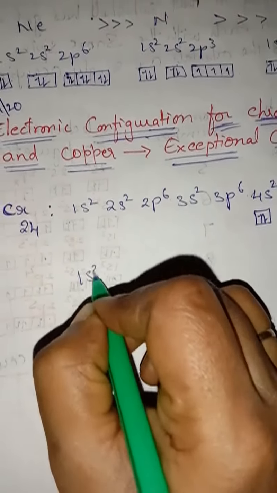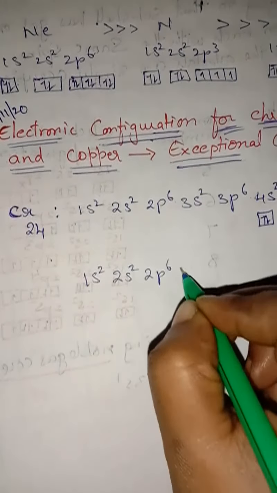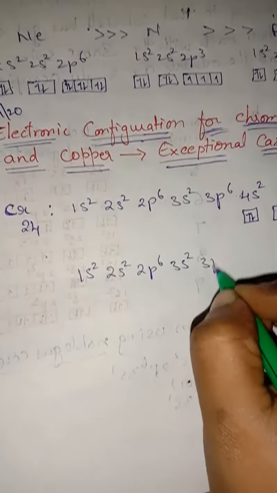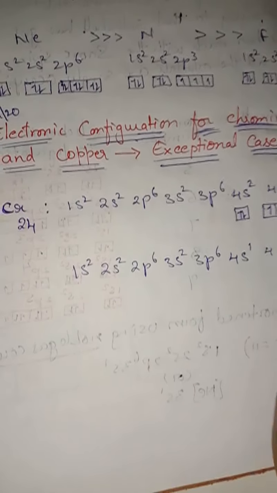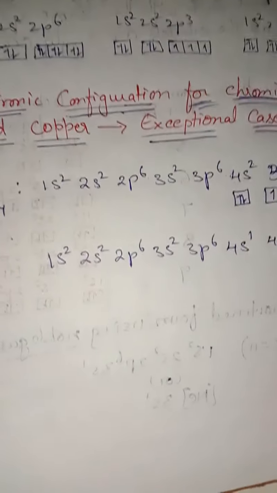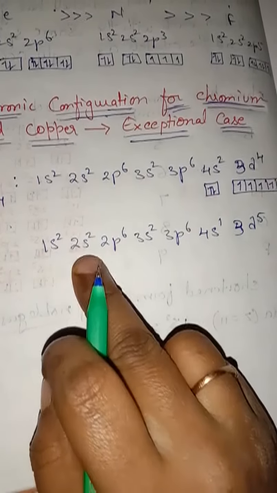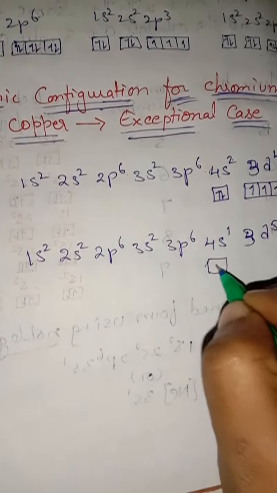Now the electronic configuration becomes 1s2, 2s2, 2p6, 3s2, 3p6, 4s1, 3d5. Sorry, earlier I said 4d, but this is 3d. So 1s2, 2s2, 2p6, 3s2, 3p6, 4s1, 3d5. Now the electronic configuration will be like this.